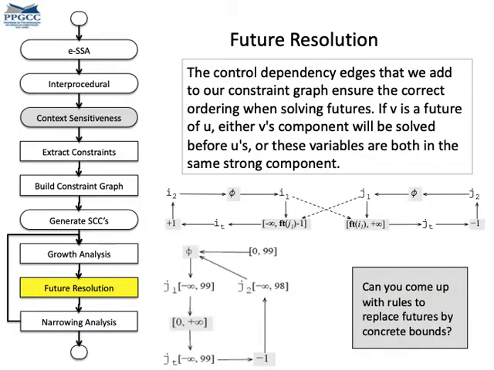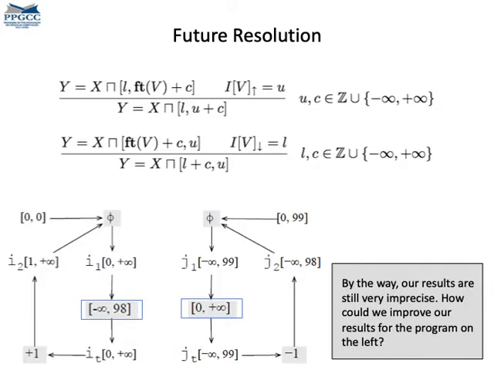To solve futures, we need to know at least some limit of a variable that's used as the future. That's why having all the dependencies in the same strong components is so important. And that's why we have the dashed edges linking futures and the variables that use them. To solve futures, we use these 2 rules above. We will not go over them. I will let you stop the video and try to figure them out.